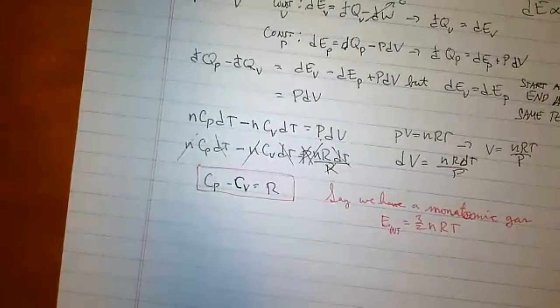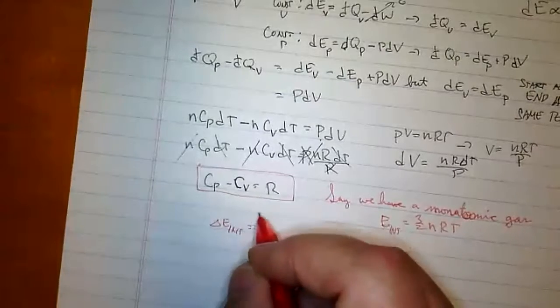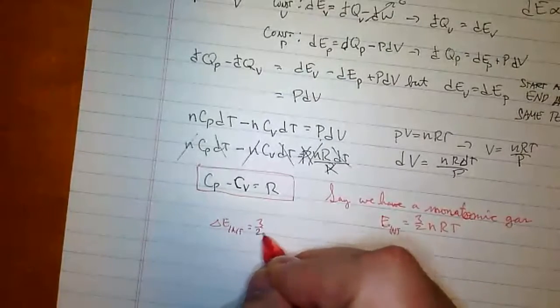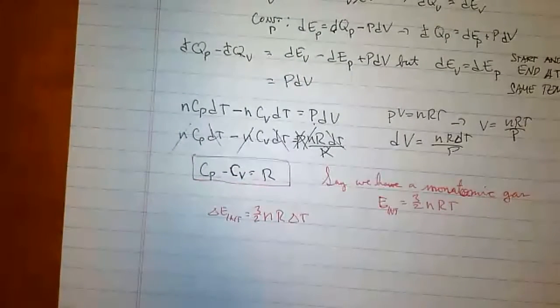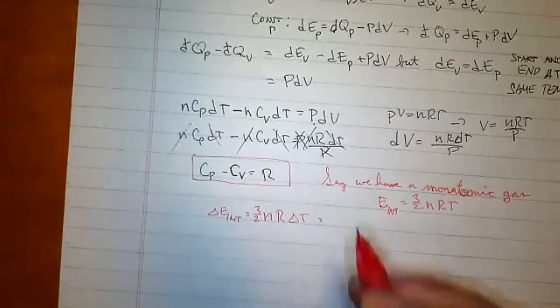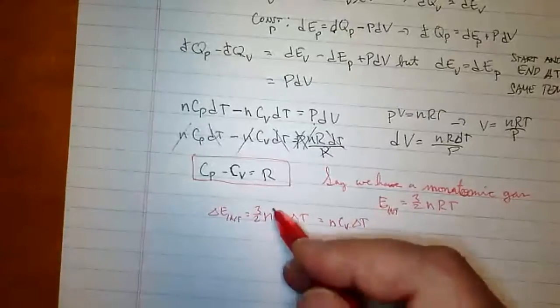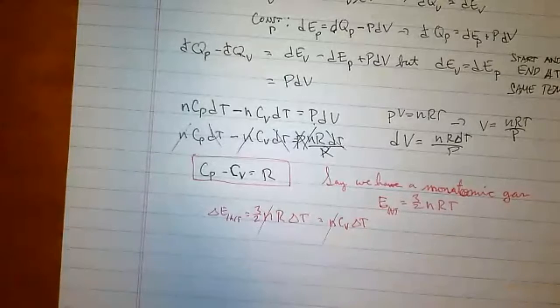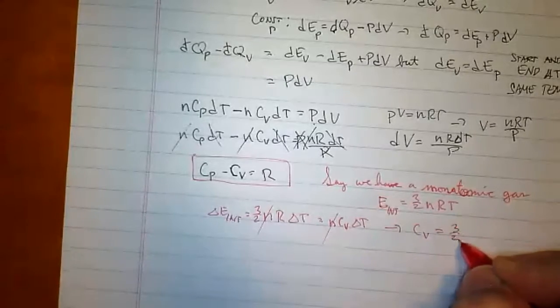And because of that, we can say the change in internal energy E is going to be 3/2 N times R times delta T. Well, if we consider the case where this is constant volume, then no work is done. So this would be equal to N Cv delta T. Now you can cancel out the N again, and you see that Cv is going to equal 3/2 R.